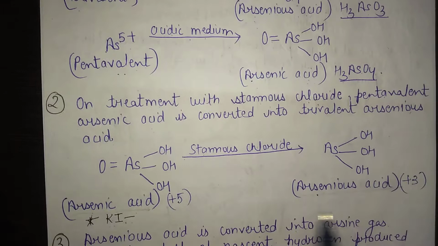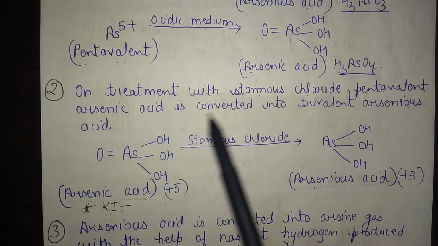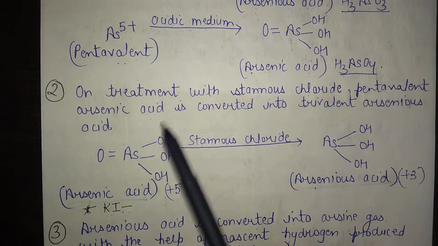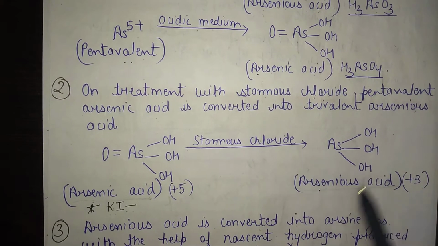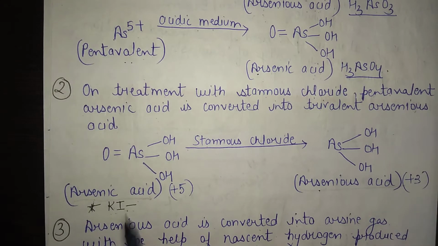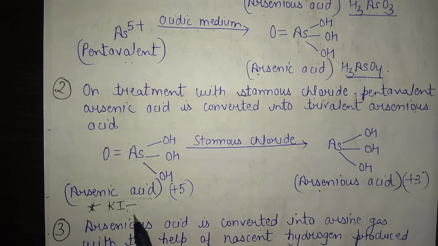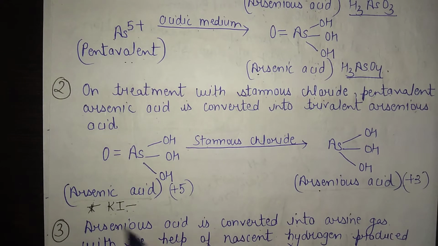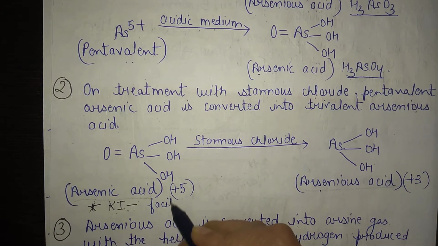On treatment with stannous chloride, pentavalent arsenic acid is converted into trivalent arsenious acid. So this is our arsenic acid, and this is its structure. In the presence of stannous chloride, it will convert into arsenious acid, which means that the +5 state gets converted into the +3 state. In this test we also use potassium iodide, which we will see when we see the procedure for this test. The potassium iodide which we use here is to facilitate the conversion of arsenic acid into arsenious acid. So this facilitates the conversion.